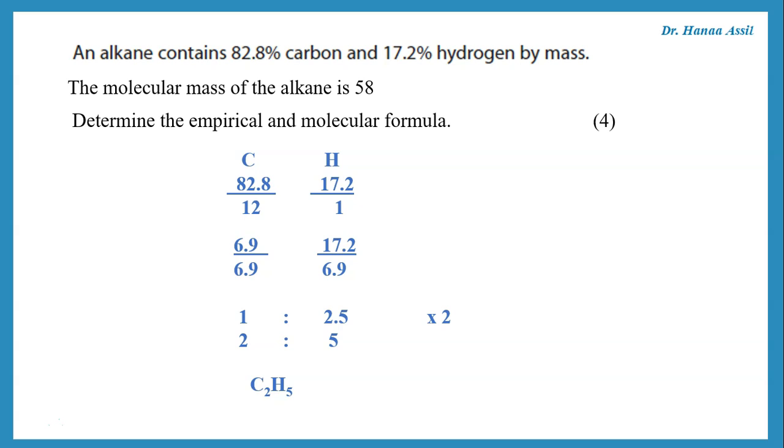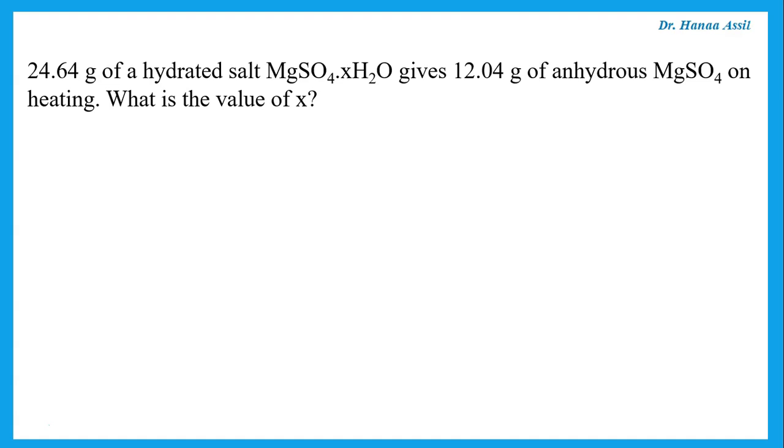Now, we're told in the question that the MR is 58. That means I need to get the MR of what I got. The C2H5 has an MR of 29. We're told it should be 58. That means it is twice what we got. So instead of C2H5, the molecular formula is C4H10.